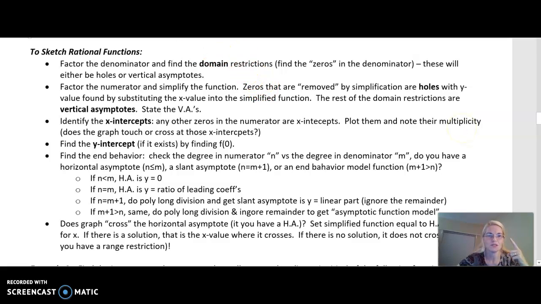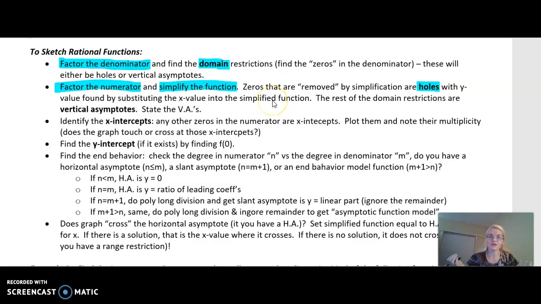Very first thing you want to do, find the domain, right? Find the domain restrictions. You do that by factoring your denominator, right? Wherever you have zeros in the denominator, you're going to have a domain restriction. They will either be holes or vertical asymptotes. So first, factor your denominator, right? And make note of your domain restrictions. Second, factor the numerator, and then simplify, right? If it simplifies, those zeros are holes. So then make note, there is a hole at this x value, comma, and then how do you find the y value again? The y value is found by substituting the x value into that simplified function, right?